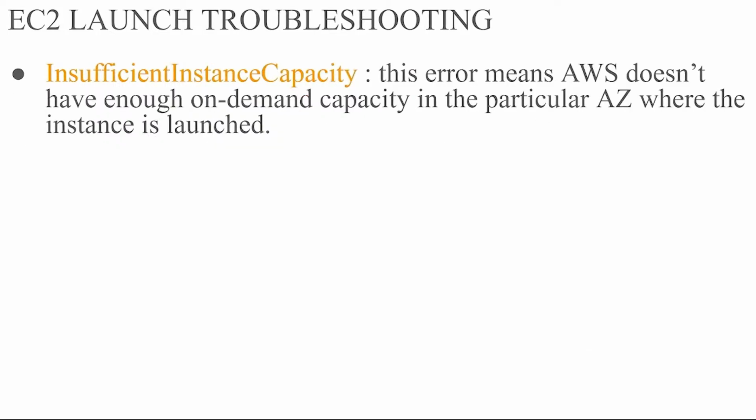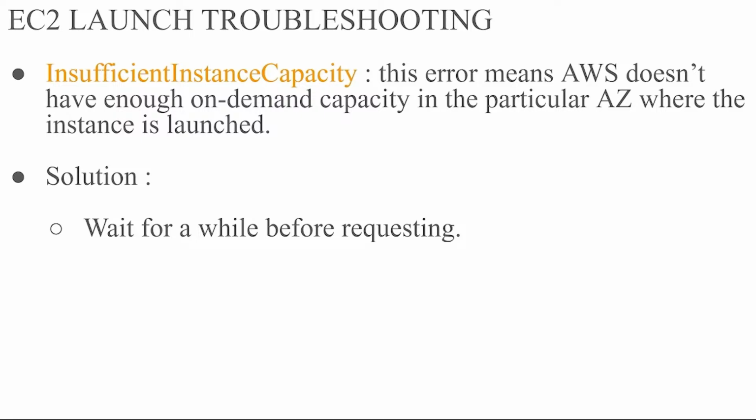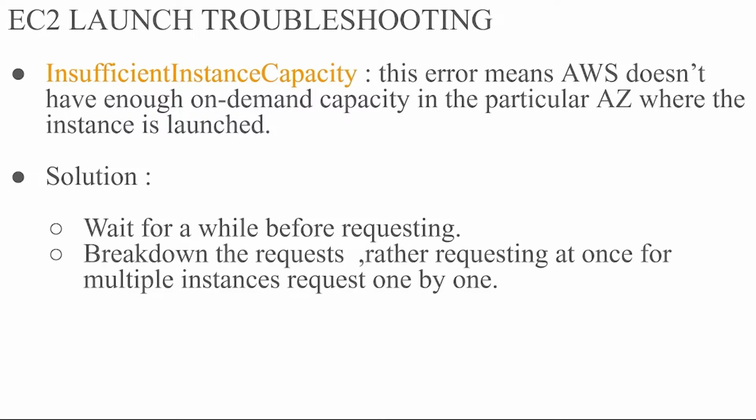The next type of troubleshooting is insufficient instance capacity. This error occurs when AWS doesn't have enough on-demand capacity in the particular availability zone where your instance is launched. The solution is, you can wait a while before requesting. If you are requesting continuously, then take a break and try again after some time.